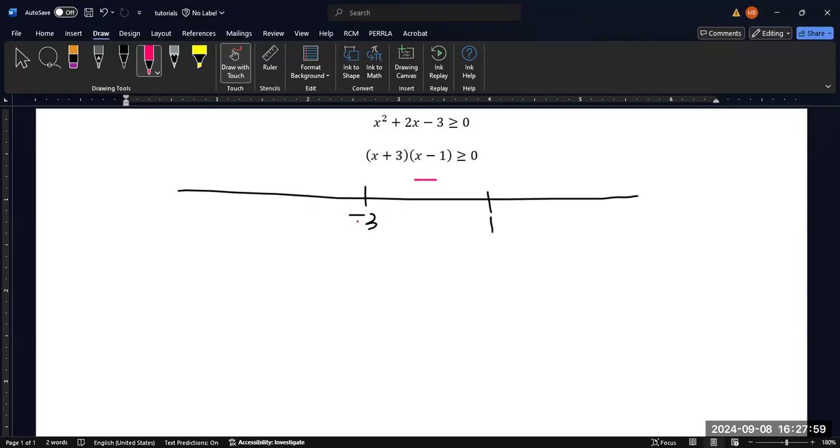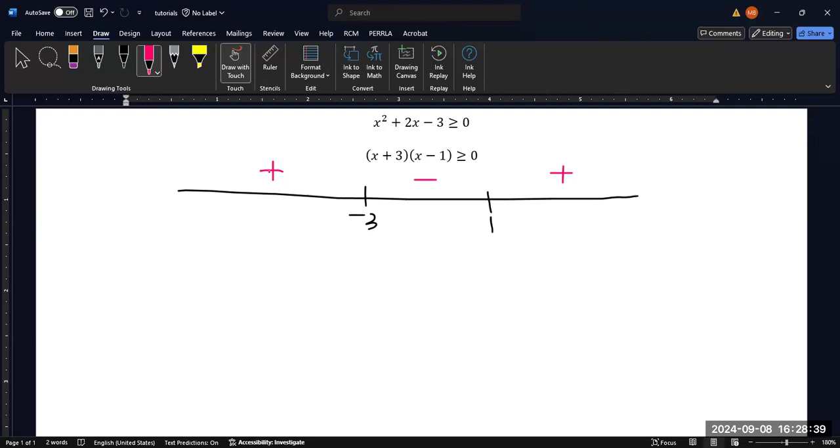If I put in a number which is less than negative 3, so for example, negative 4, it's a little harder to evaluate up here if it's not 0. So I'm going to put it in the factored form. Negative 4 plus 3 is negative 1. Negative 4 minus 1 is negative 5. A negative times a negative is a positive, so that's going to go over here. And if I put in a number bigger than 1, like say 2, I'm going to get 2 plus 3 is 5. 2 minus 1 is 1. Positive times a positive is a positive. Again, I don't particularly care about the value. I care about the sign because it's the sign that matters for my solution.